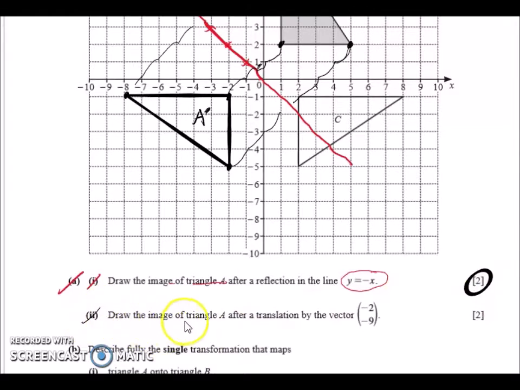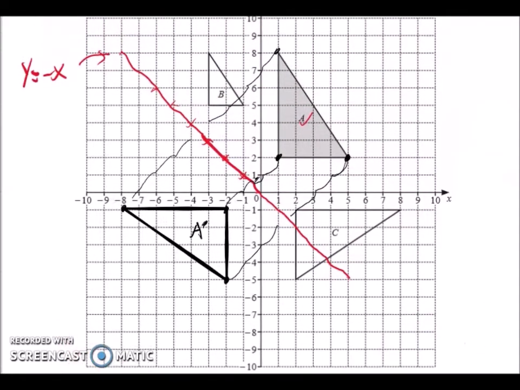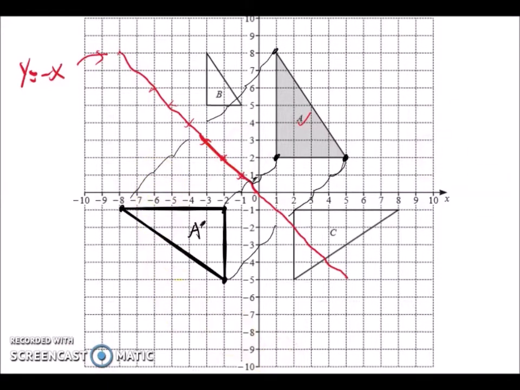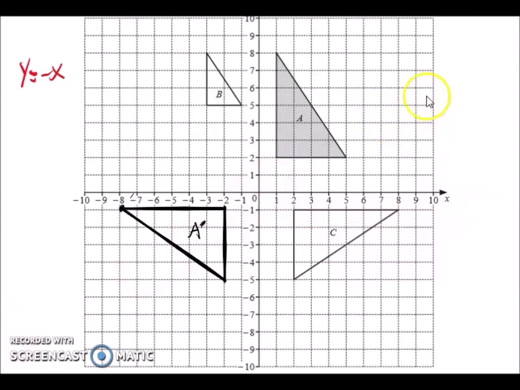Then the next one is to draw the image of the same triangle A after a translation by the vector -2, -9. So let me erase this. The translation is -2, -9. This is the x and this is the y. So every coordinate here we just move. If negative, it means it is moving to the left. So 1, 2 and then 1, 2, 3, 4, 5, 6, 7, 8, 9. So this coordinate will be over here.